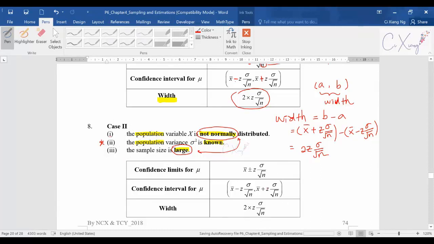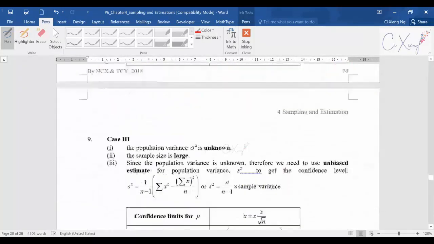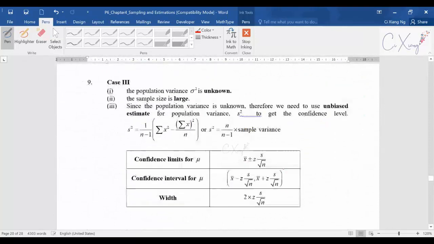Okay, but the formula, everything is still the same when you want to apply it for the calculation. So this is what we have for case 1 and case number 2. If I proceed to case number 3, there's one very big difference between case 1 and 2, which is the population variance is unknown. So this is the most important thing.